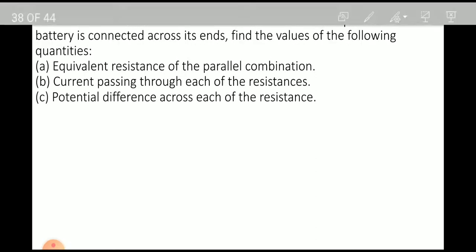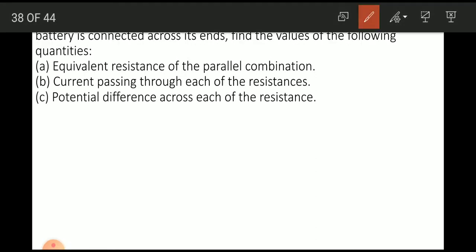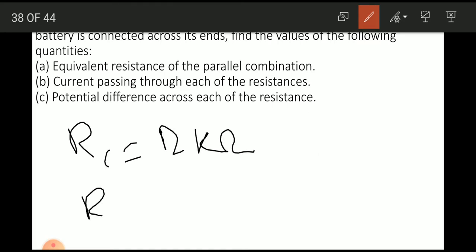Now next numerical, 14.6. Now the same resistors are connected in a parallel way. R1 is 2 kilo ohm, R2 is 6 kilo ohm.